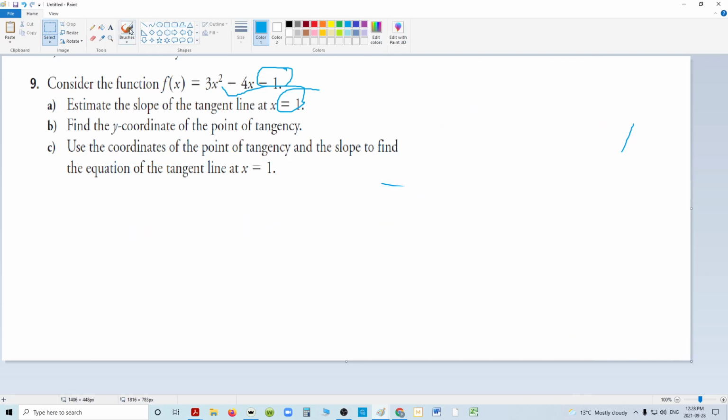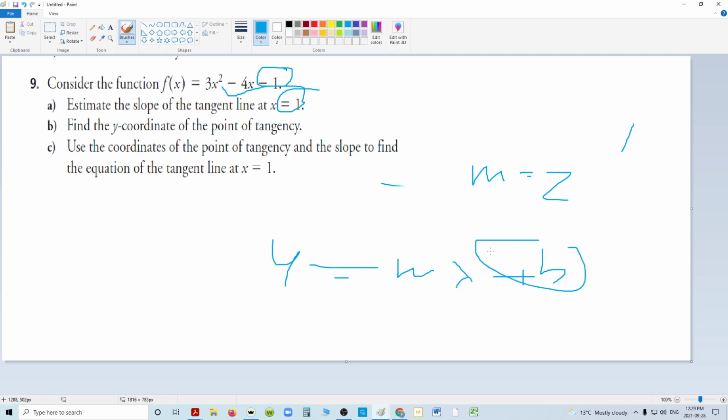So, let's say we know the slope is 2. What's the equation? It's y is equal to mx plus b. Turns out we don't know the b. We do know the m. It's 2. We do know it goes through a point on this graph, 1, comma, what did we find out? Minus 2, right?